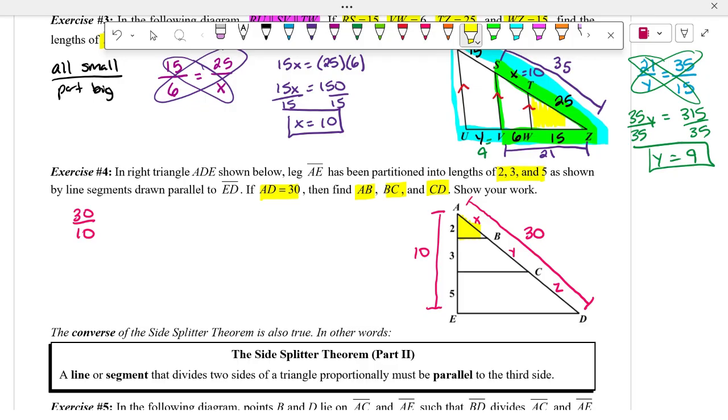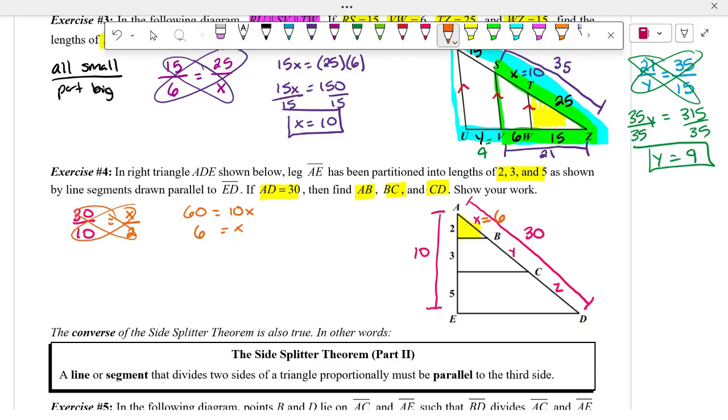All right, so I can use similar triangles for that. So if I set up my proportion, X is corresponding to 30, so that's going to go on top. 2 is corresponding to 10, so that's going to go on the bottom. So, same triangle, corresponding sides. This is not side splitter yet. This is just the stuff that we did for warm-up. Cross multiply, I get 60 is equal to 10x, so x is equal to 6.